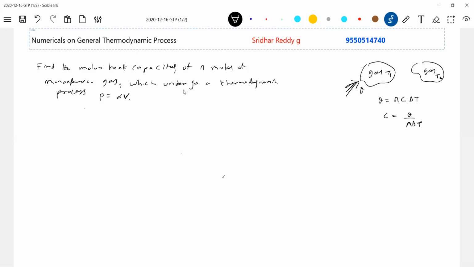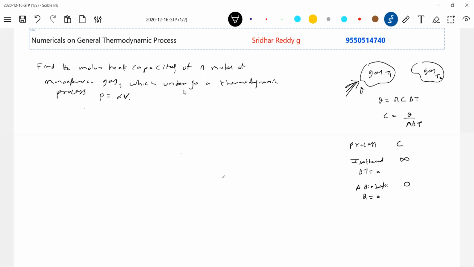Okay, let's do one thing. Molar capacity for different processes. Let's see what will happen to molar capacity. First, isothermal process. In an isothermal process, what is delta T? Zero, no? Delta T will be zero. If delta T is zero, then molar capacity, how much? It will become infinite. Adiabatic process: in an adiabatic process, the Q itself is zero. If Q is zero, molar capacity will be zero.